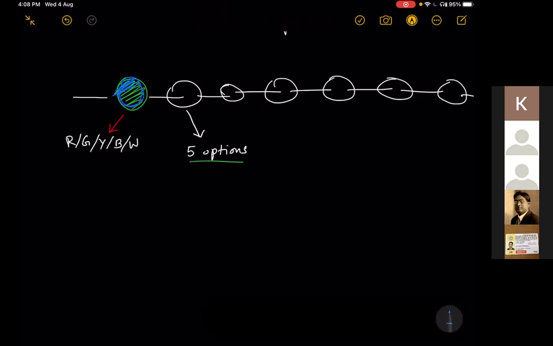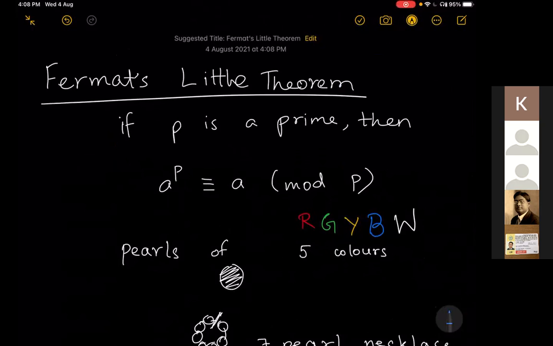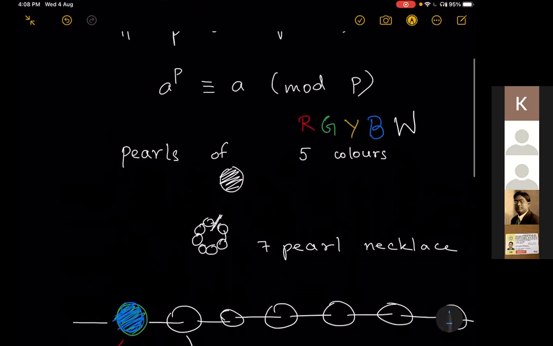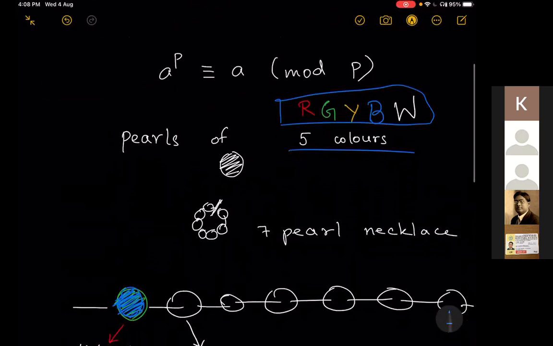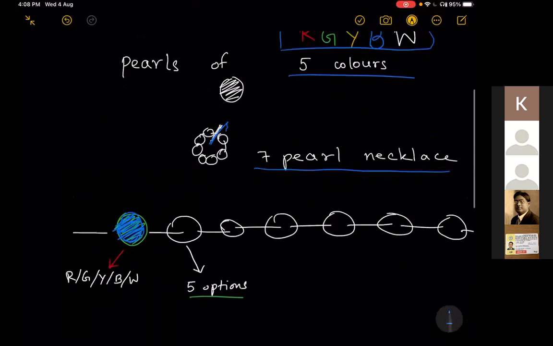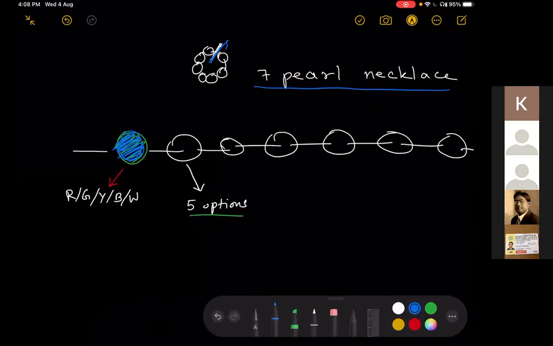Excuse me, I joined just now. Can you say what happened? We are trying to prove Fermat's little theorem using combinatorics. And the first thing I assumed is we have pearls of 5 colors. These are my 5 colors. And I make a 7 pearl necklace out of these pearls. So if I cut this necklace here, then this necklace becomes a linear string. And each of these has 5 options.